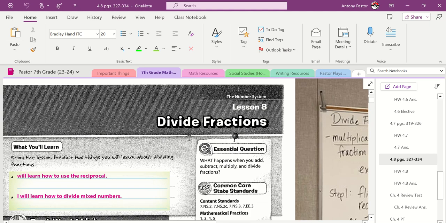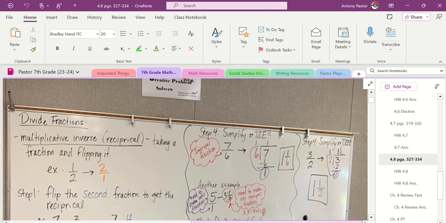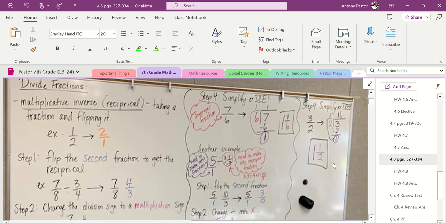Today we're going to be doing 7th grade math. We are doing chapter 4, lesson 8. Today we're talking about dividing fractions. So let's take a look at our notes.